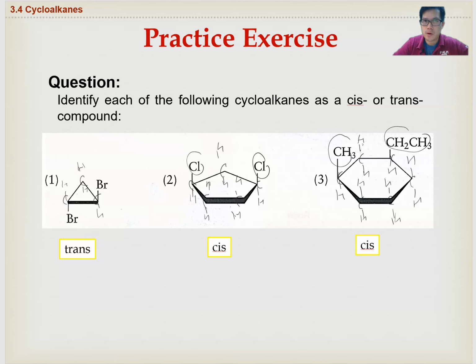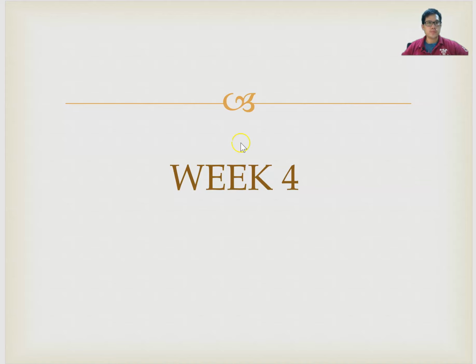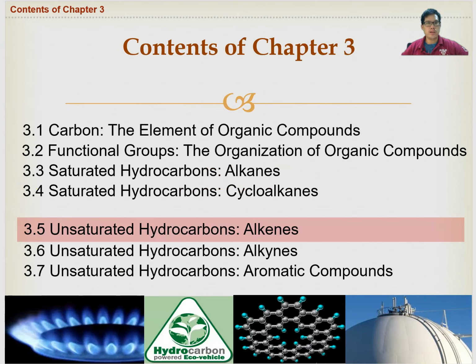Okay, let's look at week 4 content. In week 4 we talk about the unsaturated hydrocarbons: the alkenes, the alkynes, and aromatic compounds. So let's look at the alkenes. The definition of alkenes is that they contain one or more carbon-carbon double bonds.